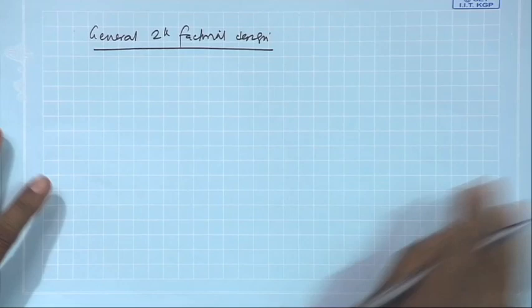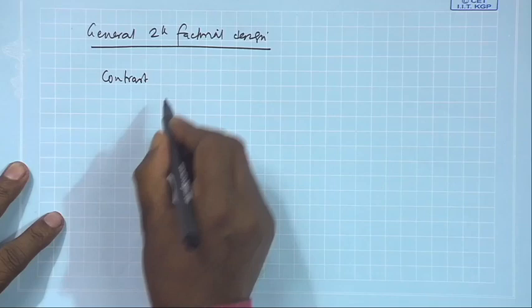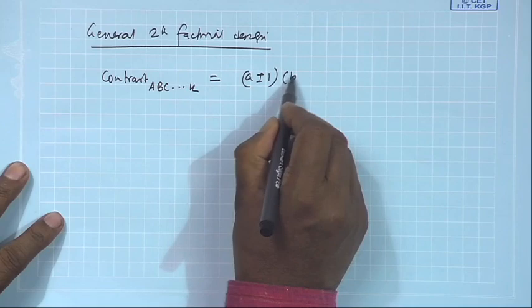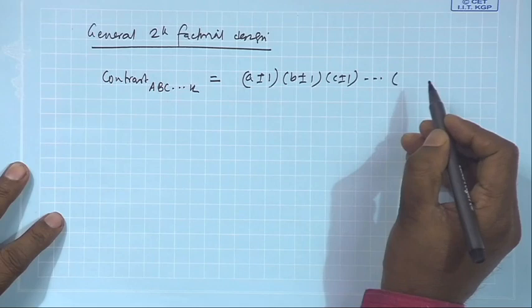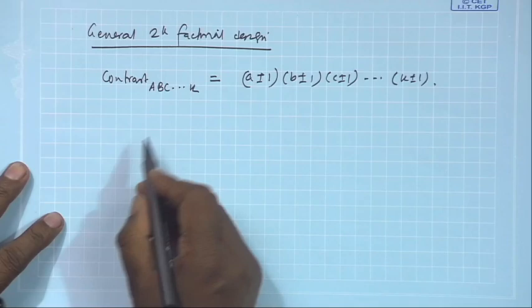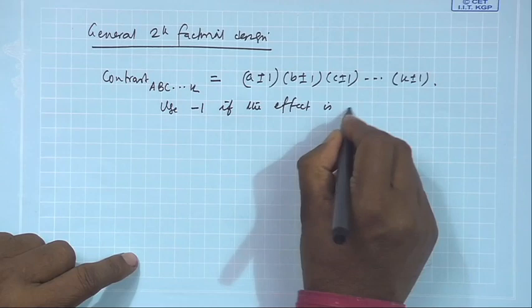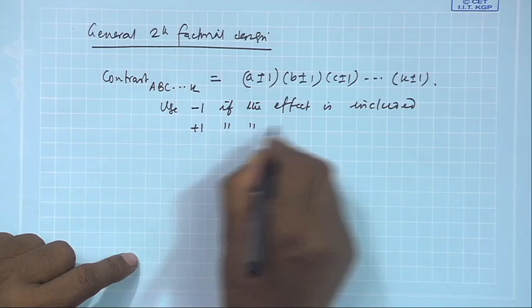So, how do we estimate the contrast? There are k factors. The contrast for factors A, B, C, up to k will be (A plus or minus 1)(B plus or minus 1)(C plus or minus 1) and so on up to (K plus or minus 1). Here it is minus 1 if the effect is included, and plus 1 if the effect is excluded.